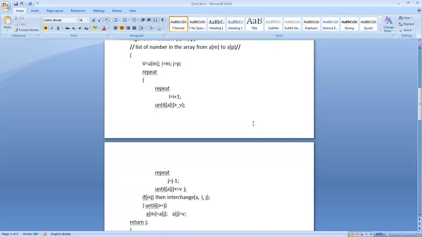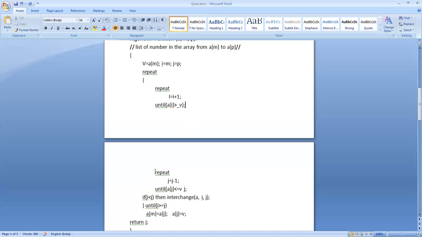So here we are using 3 repeat until loops. The repeat until starts here, and the corresponding until statement is here. Now, in between that, we have 2 built-in repeat until statements. This repeat statement is for moving from the left to right. As long as the given values from the left to right are less than the partition value, we keep on moving. Once we have found a value bigger than the partition value, there we terminate the repeat until.